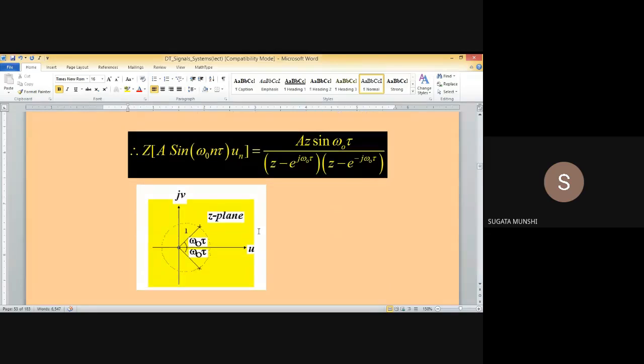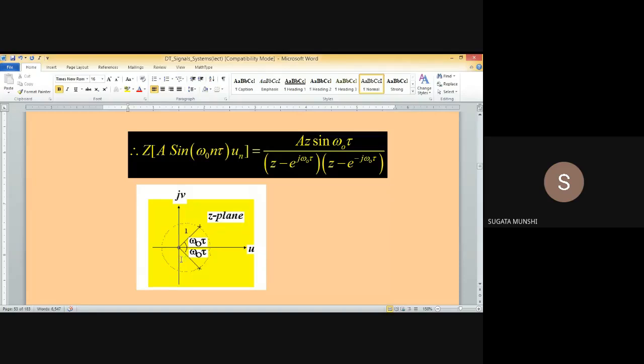The poles lie on the unit circle. Recall that in case of the continuous time sinusoidal signal, the Laplace transform poles were lying on the j omega axis. Here they are on the unit circle centered at the origin in the z plane, on the circumference. And these angles are omega 0 tau and minus omega 0 tau.